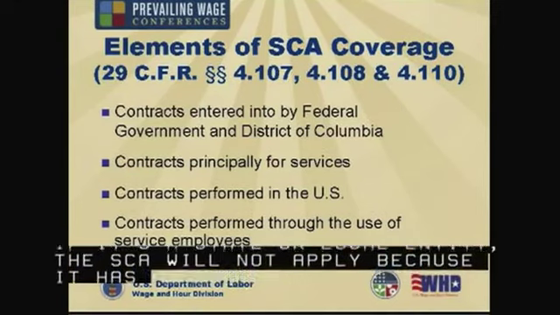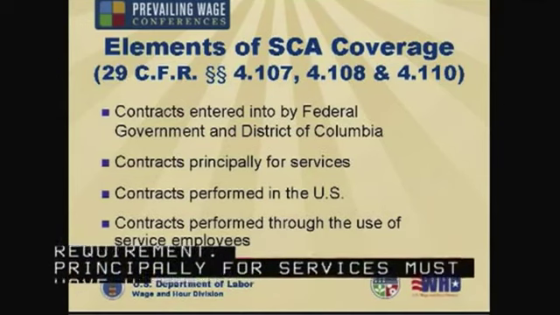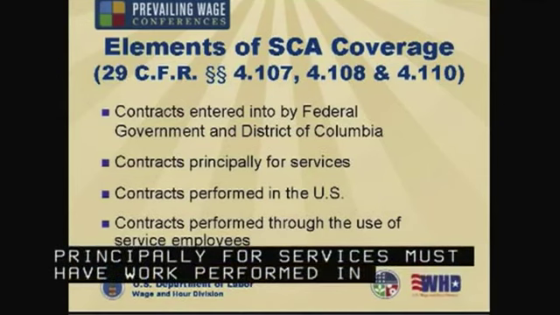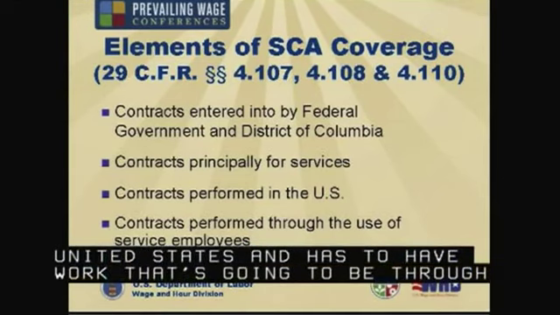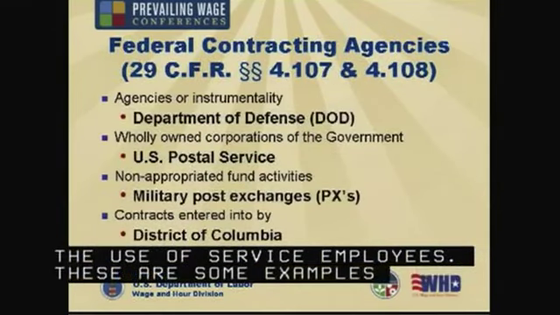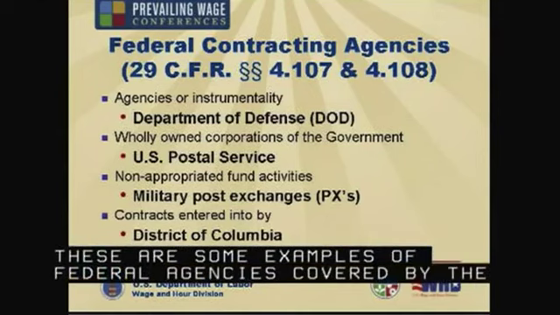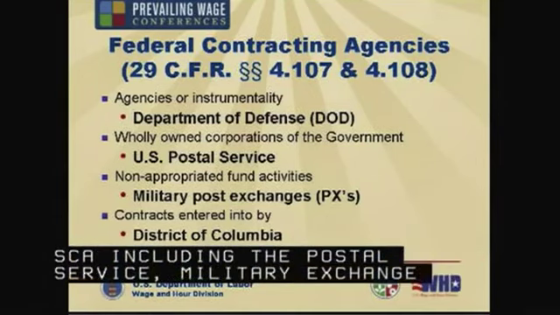Principally for services, must have some work performed in the United States, and it has to have work that's going to be through the use of service employees. These are some examples of federal agencies that are also covered by the SCA, including the Postal Service, military exchange posts, and of course, we mentioned the District of Columbia.